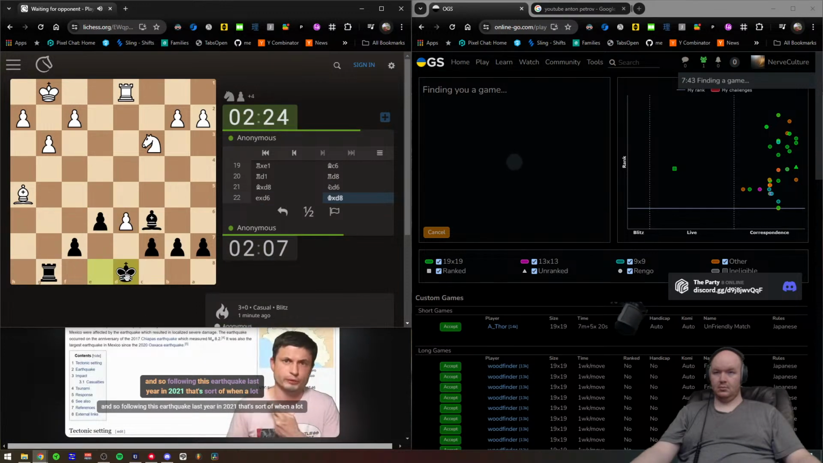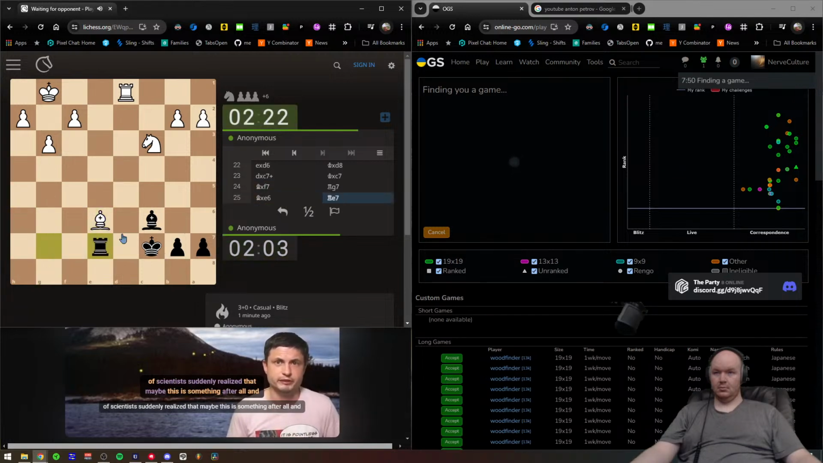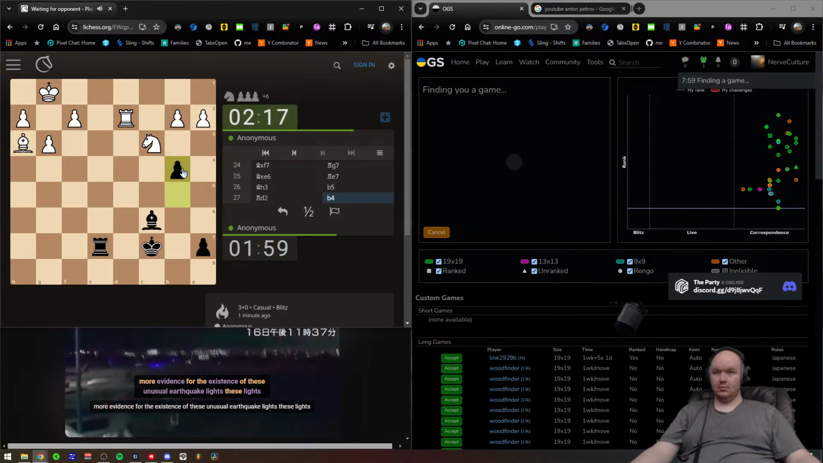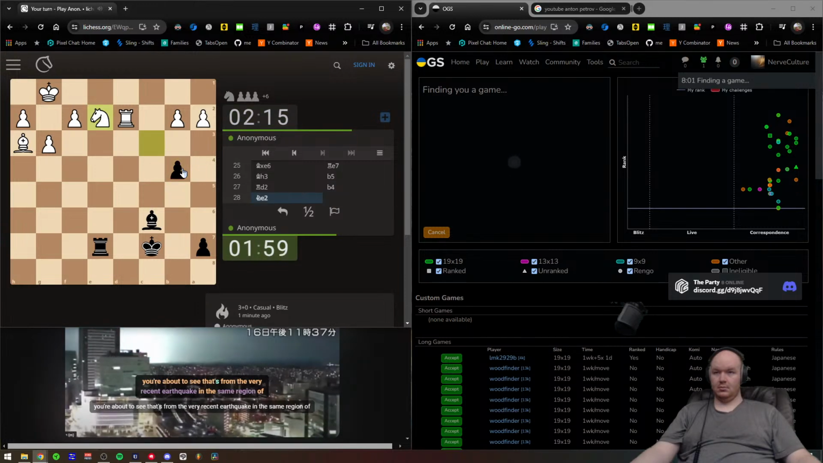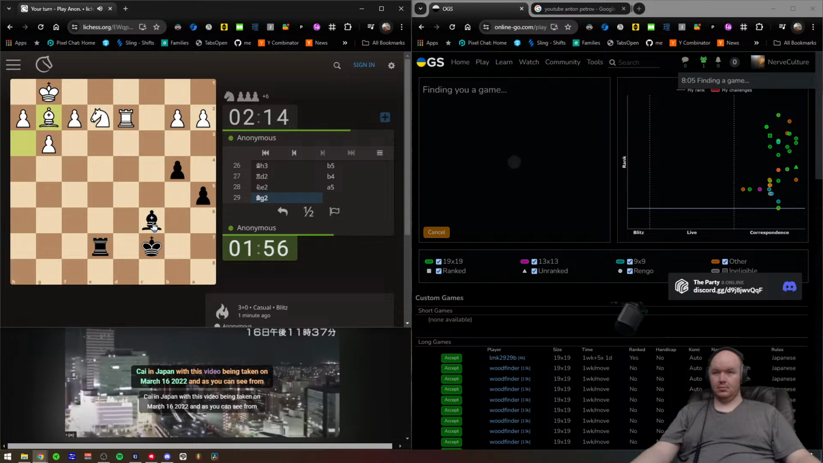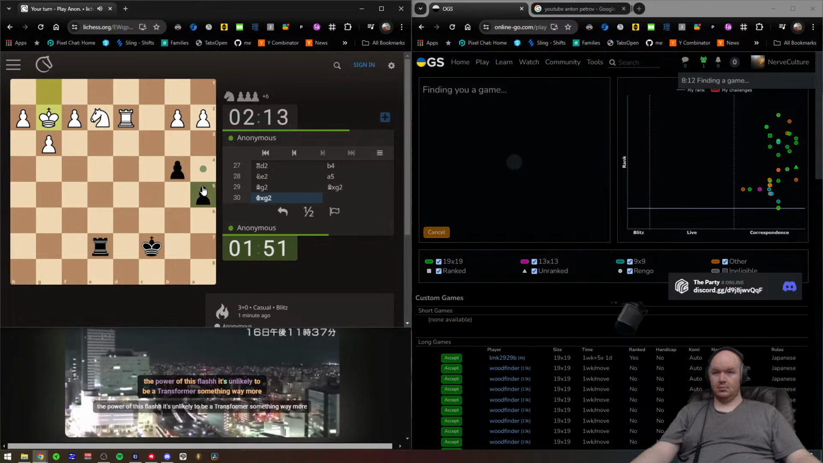And so following this earthquake last year in 2021, that's sort of when a lot of scientists suddenly realized that maybe this is something after all. And specifically because even very recently, both in China and in Japan, we had even more evidence for the existence of these unusual earthquake lights. These lights you're about to see are from the very recent earthquake in the same region of Sendai in Japan, with this video being taken on March 16, 2022. And as you can see from the power of this flash, it's unlikely to be a transformer.